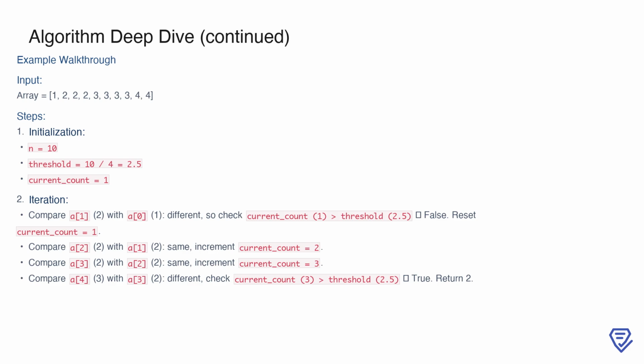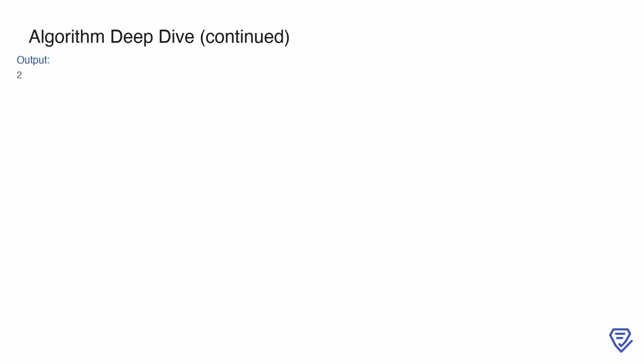Now, as we move through the array, we see that the occurrences of 2 are contiguous, and current_count increments to 3. When we encounter 3, which differs from 2, we check current_count again. This time, 3 exceeds the threshold of 2.5, so we return 2 as the result. The final output for this example is 2.